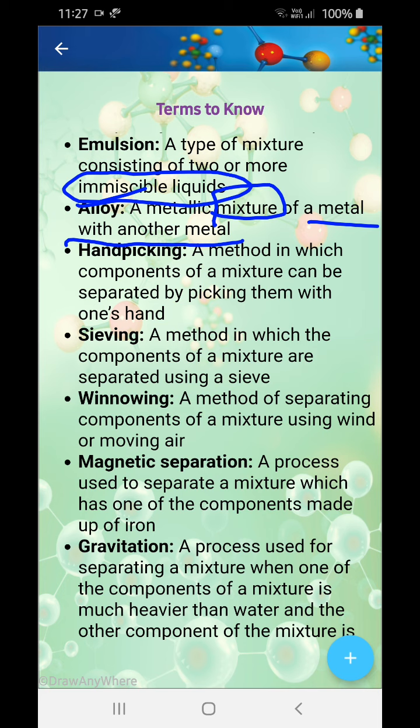Now, what are the methods of separation? We need separation to get the pure substances. Everything in nature is not a pure substance, right? You have to get the pure substances, right? So, there are methods of separation. What are they? Number 1, hand picking. Number 2, sieving. Number 3, winnowing. Magnetic separation, gravitation. Let's see, there are more, I think so. So, hand picking is a method in which the components of a mixture can be separated by picking them with one's hand.